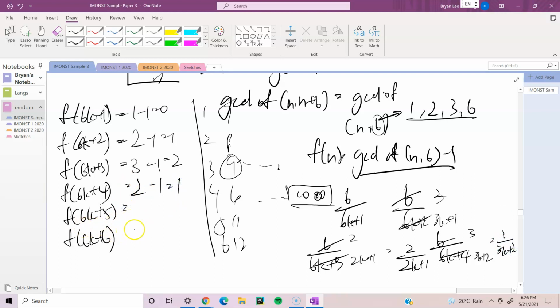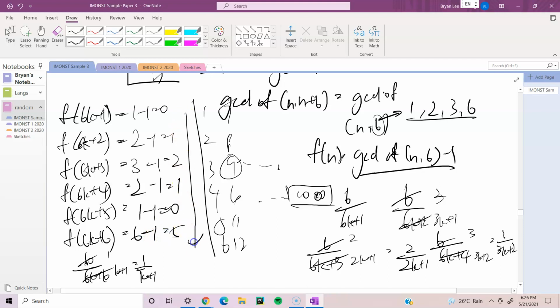Then 6 and 6k plus 5 are irreducible if we put on a fraction, so 1 minus 1 equals 0. And for 6 over 6k plus 6, we divide both by 6, we'll get 1 over k plus 1. So we'll have 6 minus 1 equals 5. Now as you can see, this is periodic, meaning that after every 6 numbers, the whole cycle just repeats.